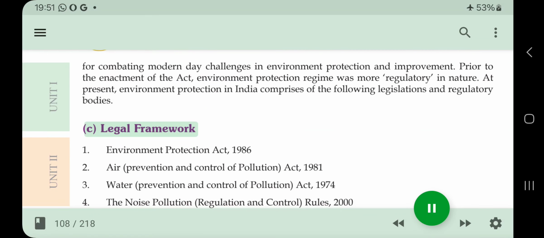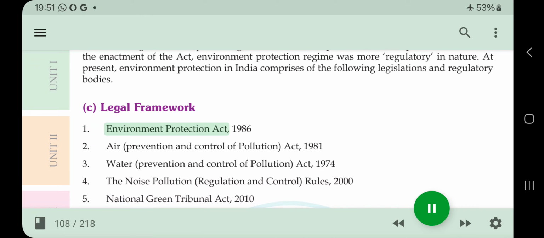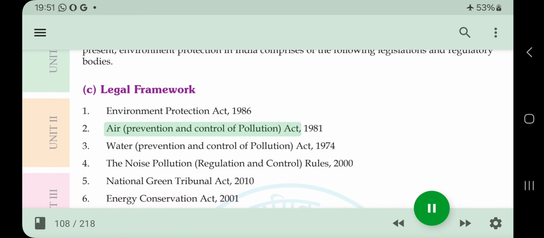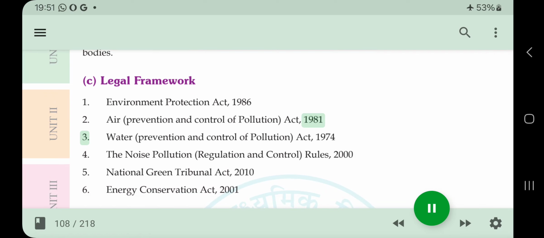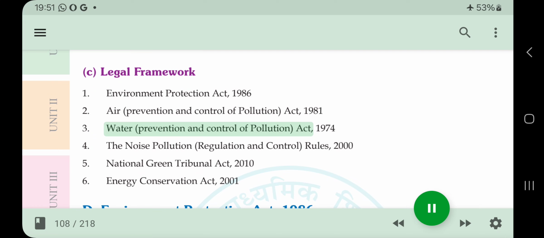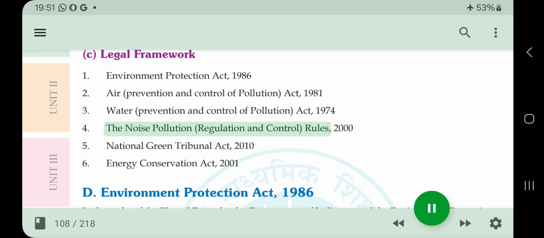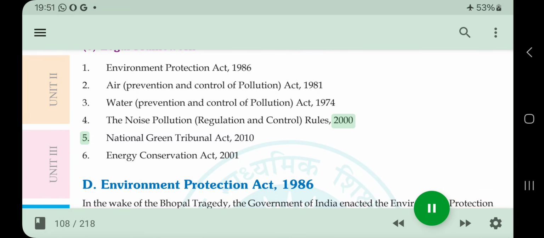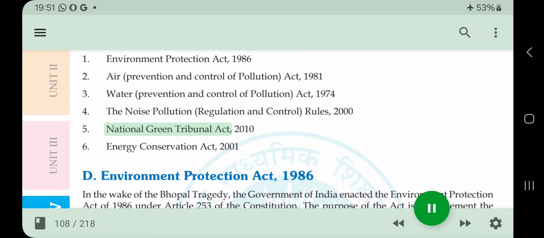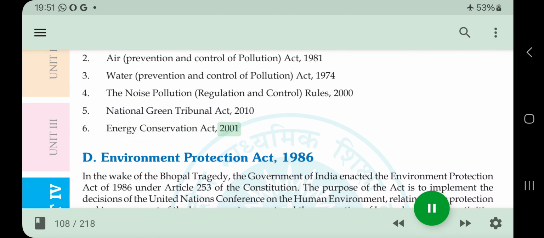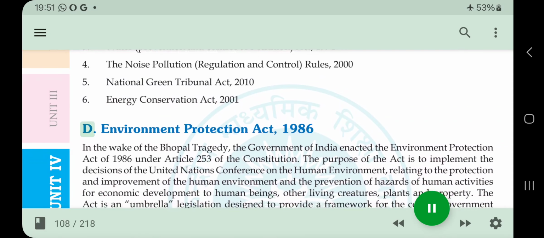C. Legal framework. 1. Environment Protection Act, 1986. 2. Air Prevention and Control of Pollution Act, 1981. 3. Water Prevention and Control of Pollution Act, 1974. 4. The Noise Pollution Regulation and Control Rules, 2005. 5. National Green Tribunal Act, 2010. 6. Energy Conservation Act, 2001.